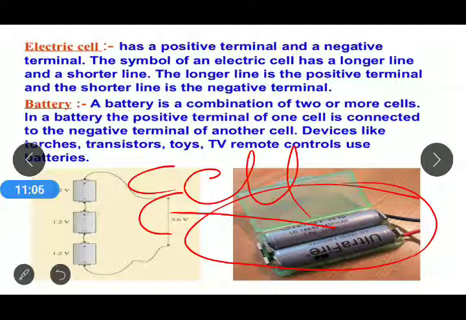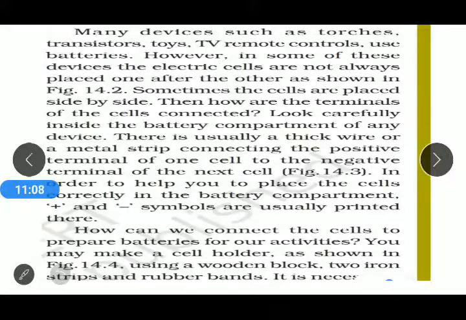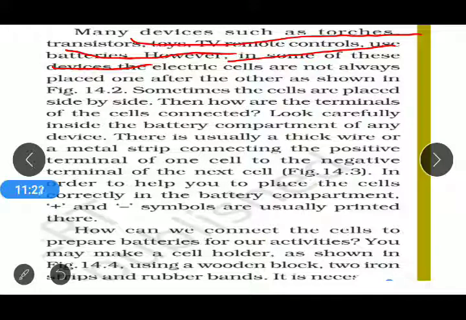What is the use of that battery? We use this battery in many devices. That battery can be used in torches, transistors, toys, and TV remote controls. That is the use of the battery.